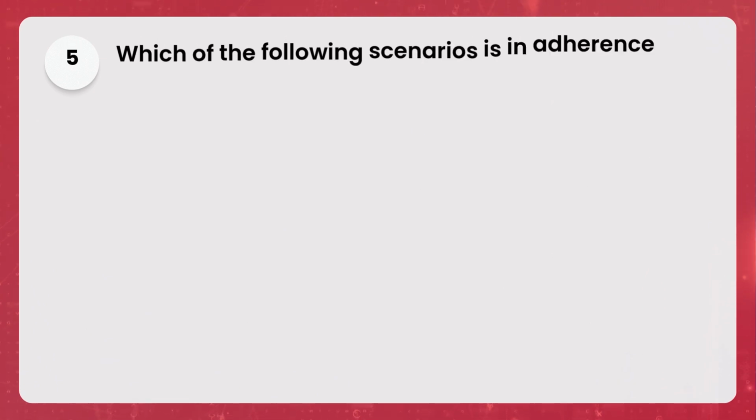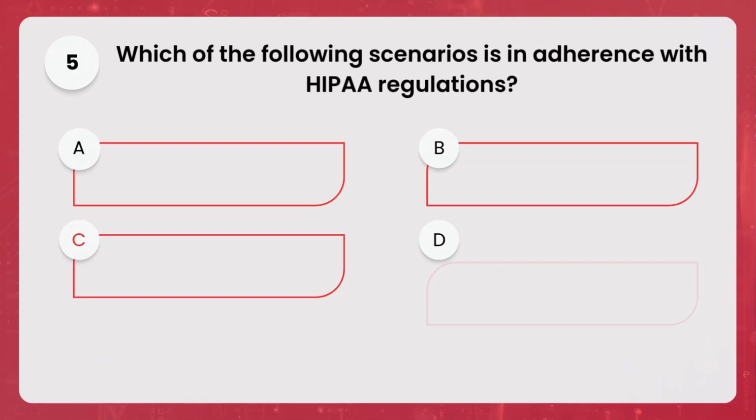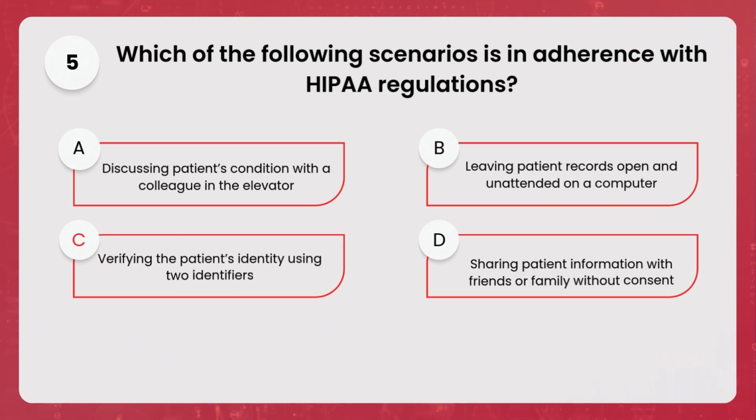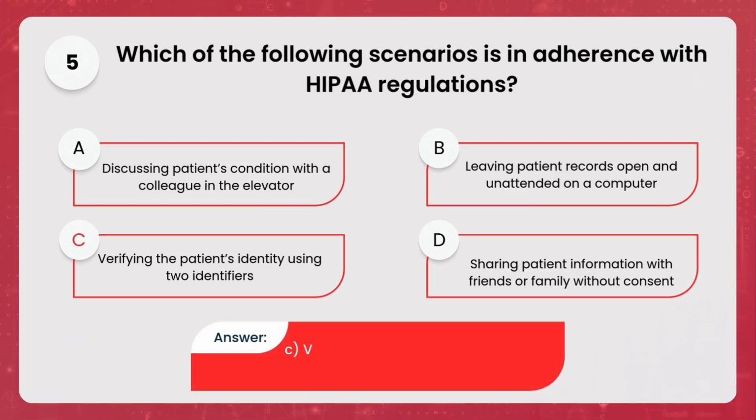Number 5. Which of the following scenarios is in adherence with the HIPAA regulations? A. Discussing patient's condition with a colleague in the elevator. B. Leaving patient records open and unattended on a computer. C. Verifying the patient's identity using 2 identifiers. And D. Sharing patient information with friends or family without consent. The answer is C. Verifying the patient's identity using 2 identifiers.